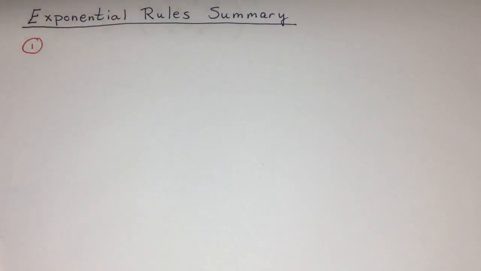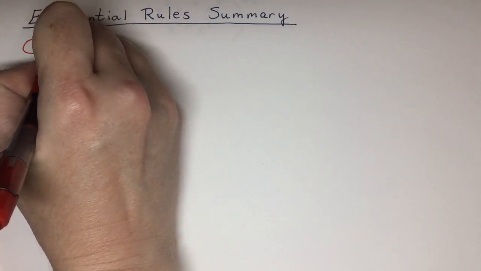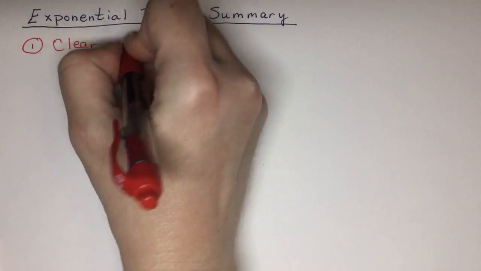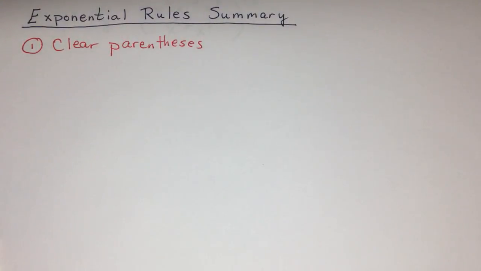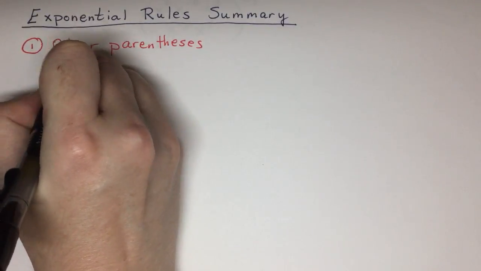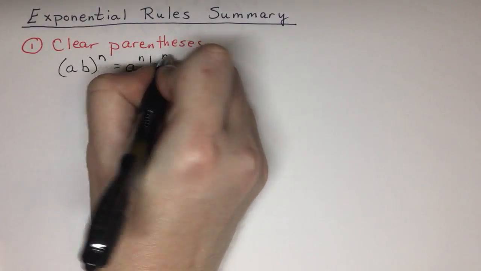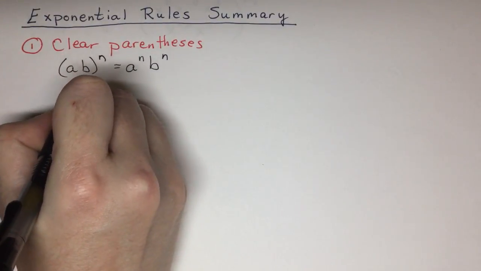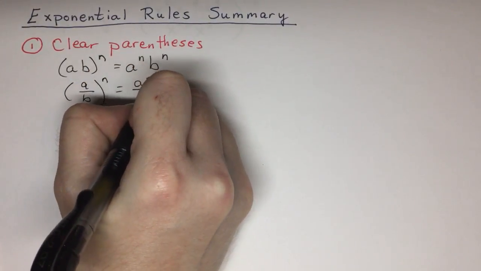So, an exponential expression is simplified just like a regular expression if it has no parentheses. So we need to have no parentheses. To clear parentheses, we have three basic rules. Exponents distribute over multiplication. A times b to the n is a to the n times b to the n. Exponents distribute over division. A over b to the n is a to the n over b to the n.